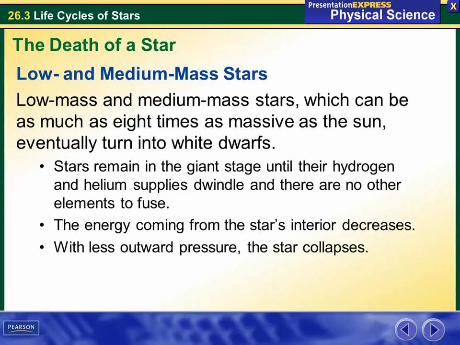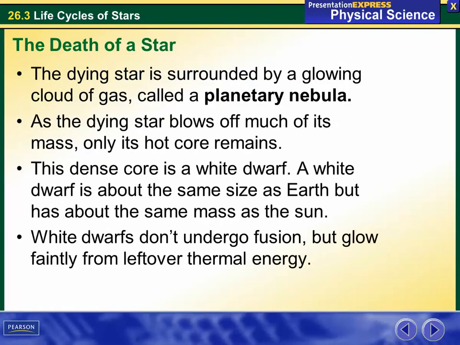Again, they're still fusing while that's going on, but once they run out of that energy, the energy from the star starts to decrease. Again, that thermal energy coming out decreases, and then with the less outward pressure, the star is going to collapse. Again, gravity is going to finally win that battle, and the star is going to collapse overall.